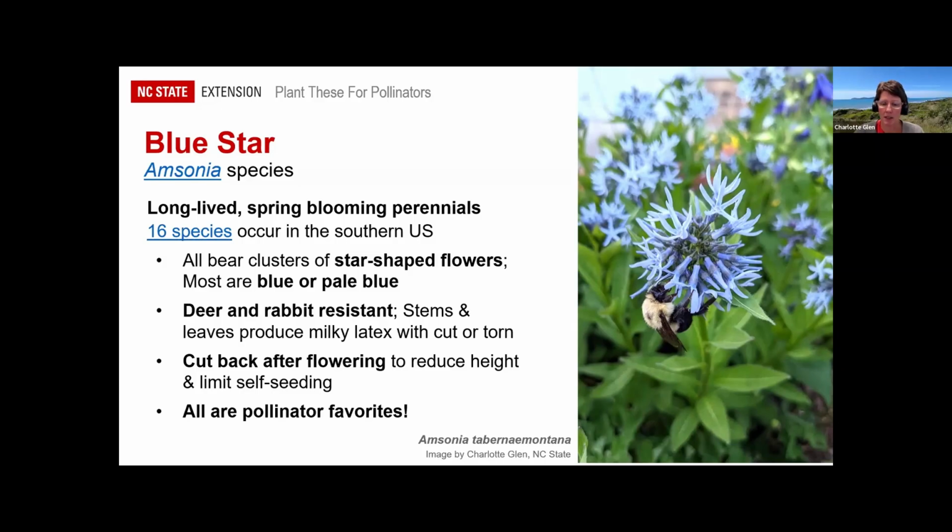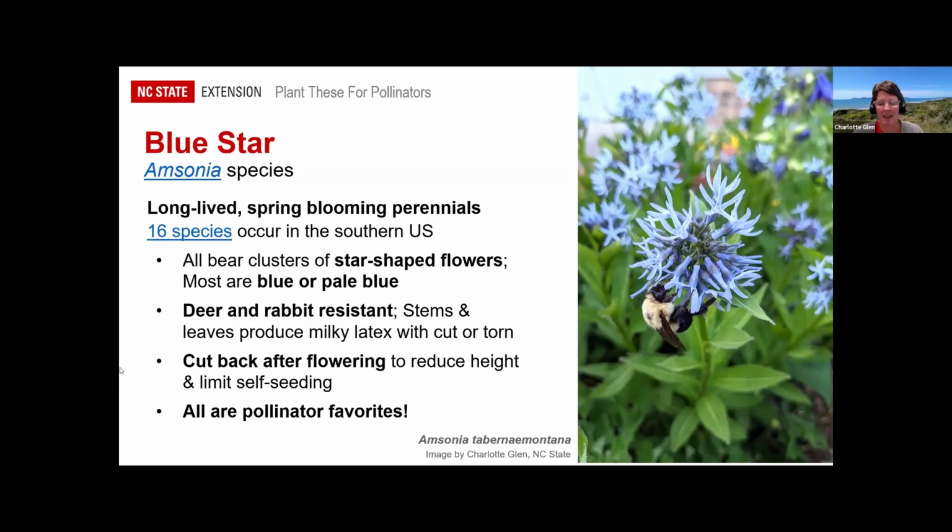Now, I can't speak to every species, like some of those more Western species, but all the ones I've ever grown have produced a milky latex, so a white sap, when you cut the stems or break the leaves, and that helps deter the deer and rabbits. It can also be a little bit annoying when you're pruning them because it can get all over your pruners. Just be aware of that and clean off your pruners afterwards.